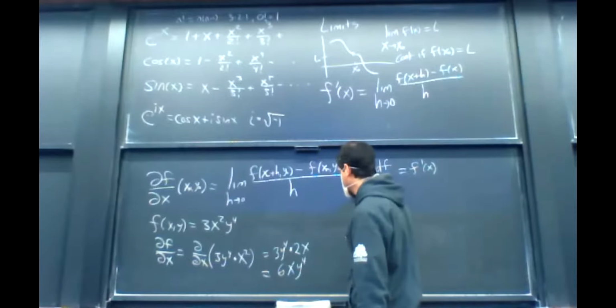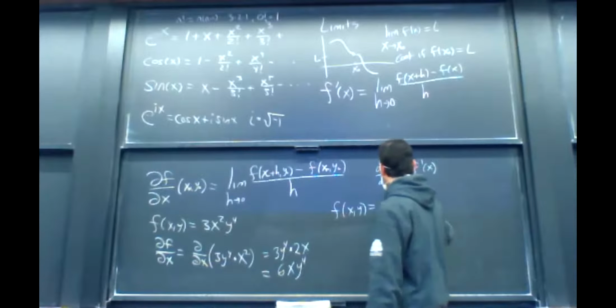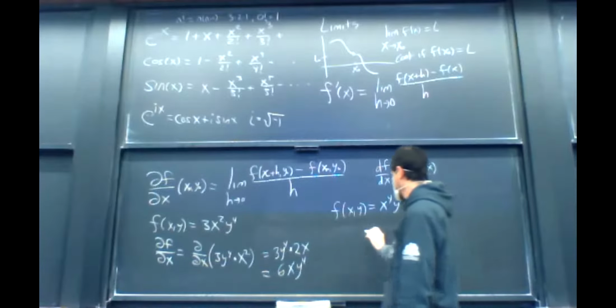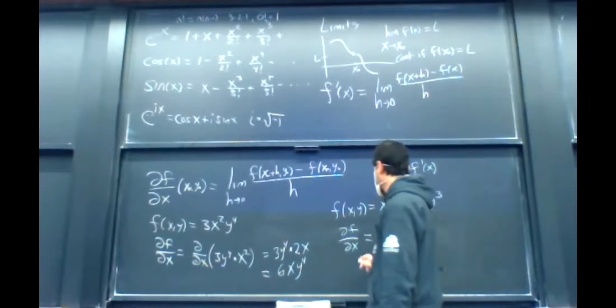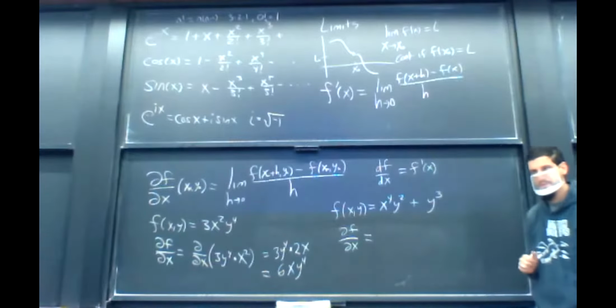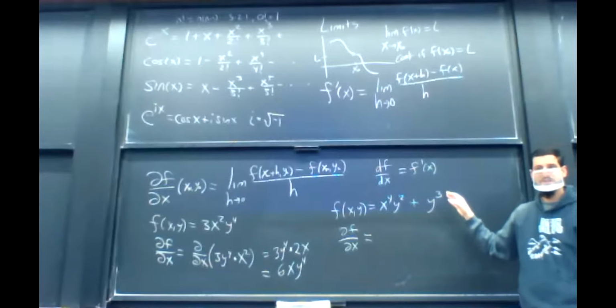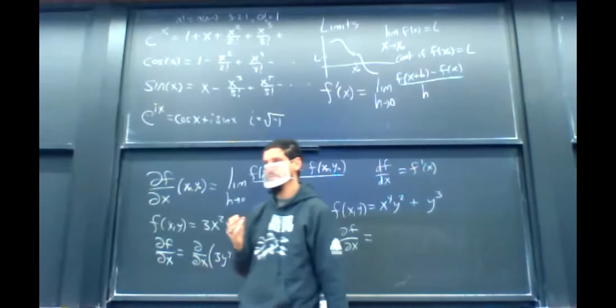What if I gave you f of x, y is x to the 4th y squared plus y cubed, and I want to calculate df/dx? What would that be? The derivative of the sum is the sum of the derivatives.